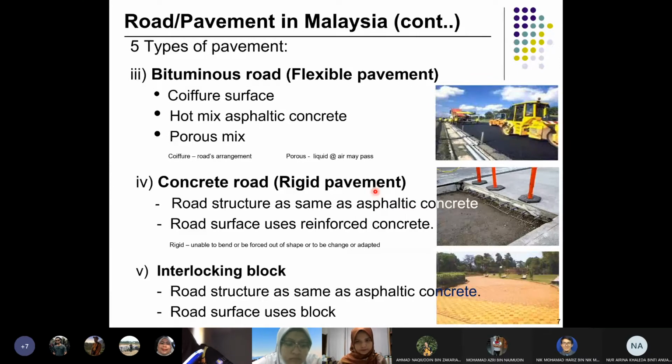Okay, so lepas ni kita nak tengok what is good with flexible pavement compared to rigid pavement. Okay, if you look at the construction, how they do it, right? See here, this is rigid pavement. Dia ada rebar, reinforcement bar. You see yang terkeluar-keluar tu, dia ada reinforcement bar.